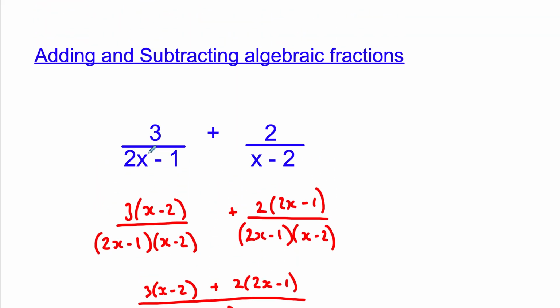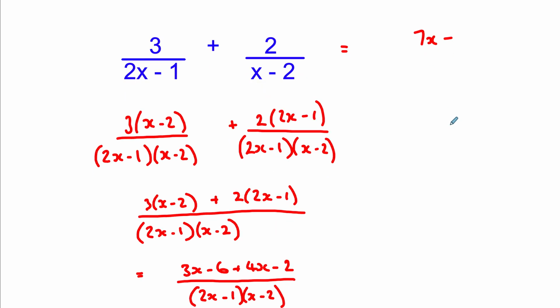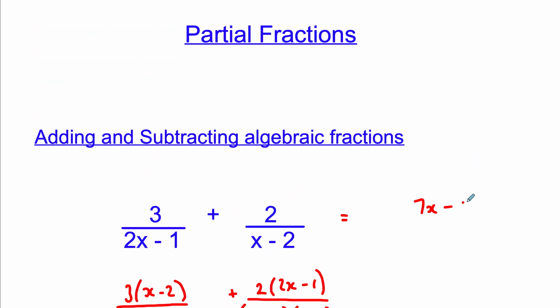Now this doesn't seem like a very exciting result, but what this means is that 3 over 2x minus 1 plus 2 over x minus 2 is the same as 7x minus 8 over 2x minus 1 times x minus 2. They're the same thing. They're equal to each other. I could write them as an identity.